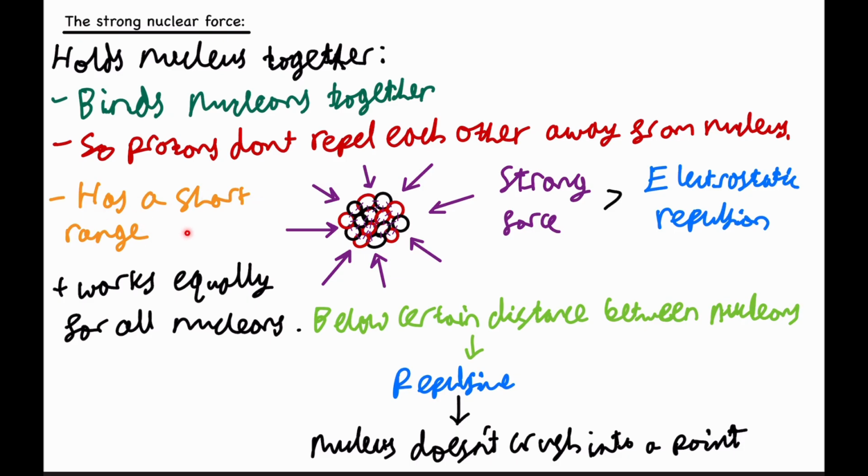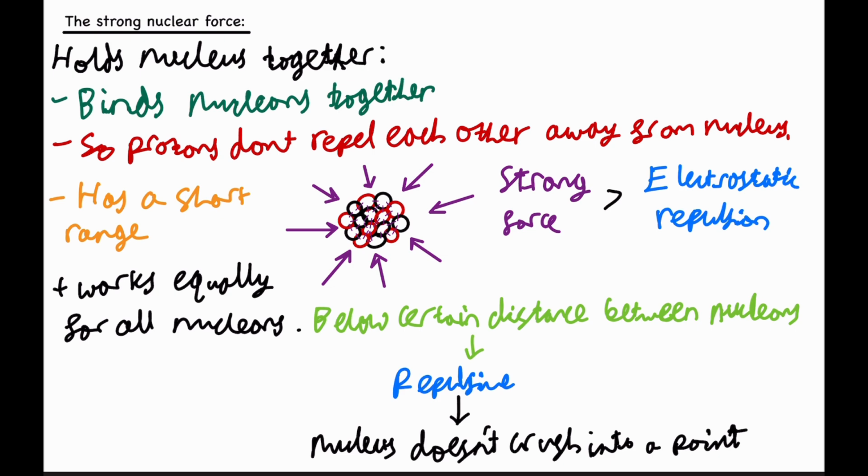And it has a very short range, and it has to be stronger than the electrostatic repulsion so it can hold the nucleus together. And it works pretty equally for all nucleons, so for both protons and neutrons, it has the same force, no matter if it's a proton or a neutron. And below a certain distance between the nucleons, if it's small enough, the strong nuclear force starts to become repulsive instead of attractive.